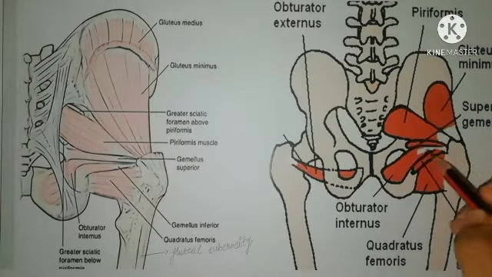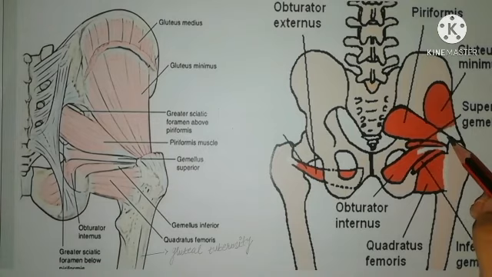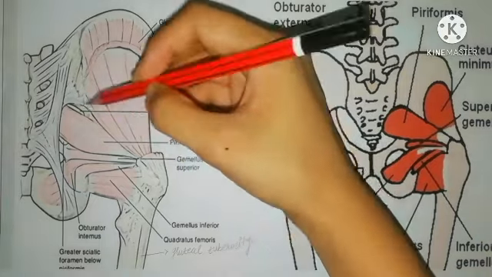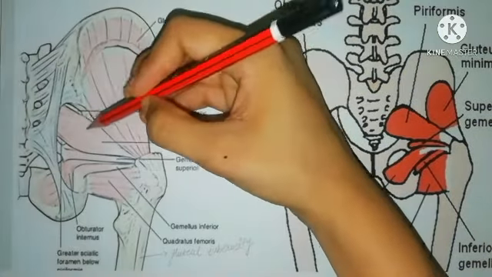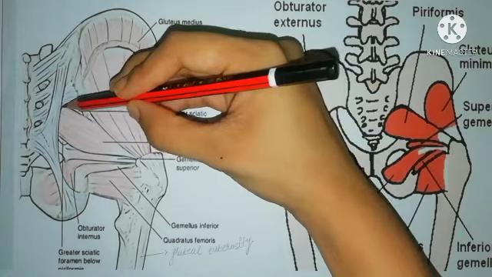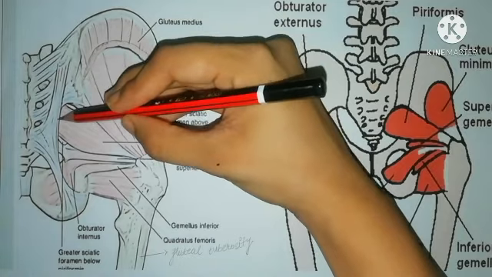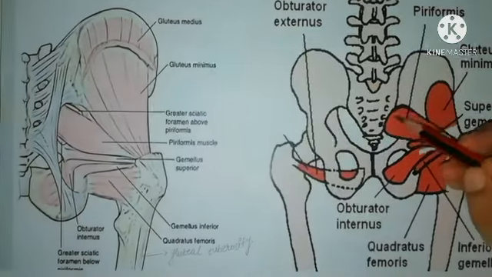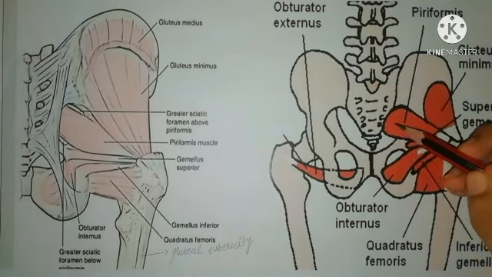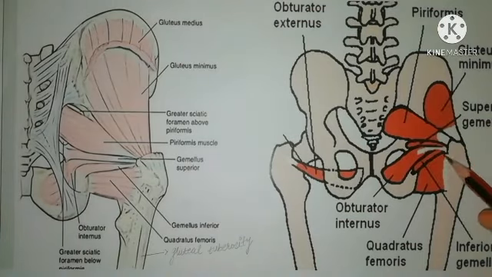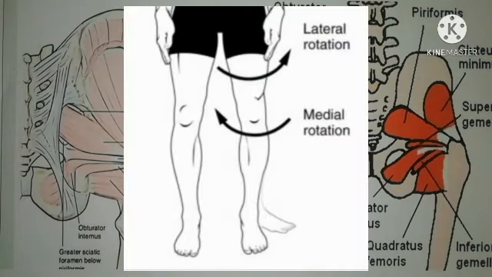Piriformis, this is the muscle. It lies below and parallel to the posterior of the gluteus medius. This is the gluteus medius. It lies over here. Origin is from the upper part of the greater sciatic notch. From here, you can see over here also. Insertion is into the greater trochanter of the femur. Nerve supply is ventral rami of S1 and S2. Action is lateral rotation of thigh at the hip joint.